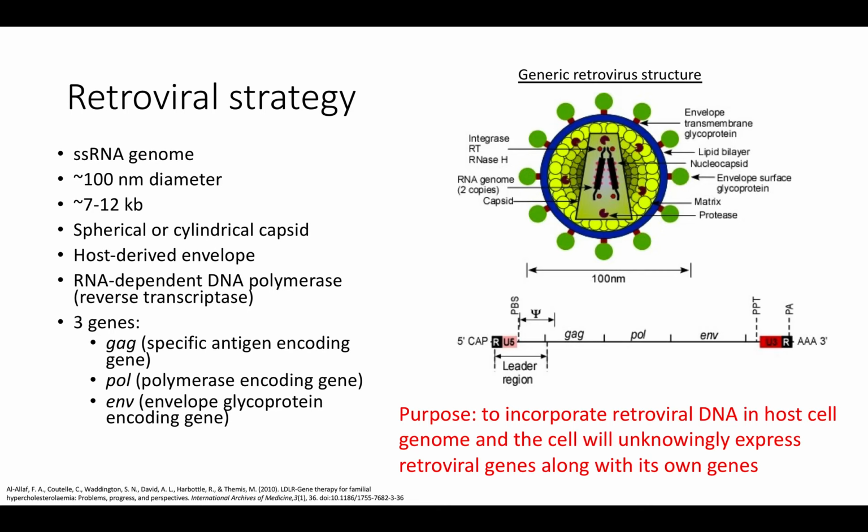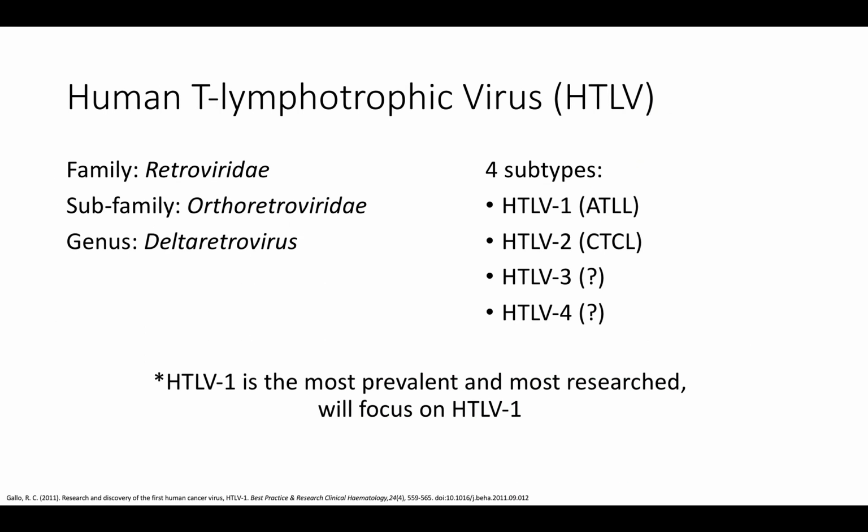And again, the purpose is to incorporate the retroviral DNA into the host cell. And the cell will end up through the lysogenic cycle unknowingly replicating the virus and expressing the retroviral genes as long as with its own genes.